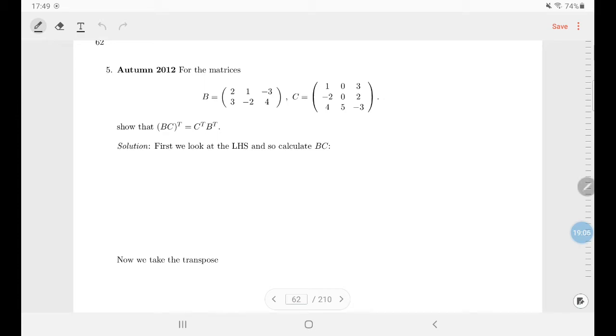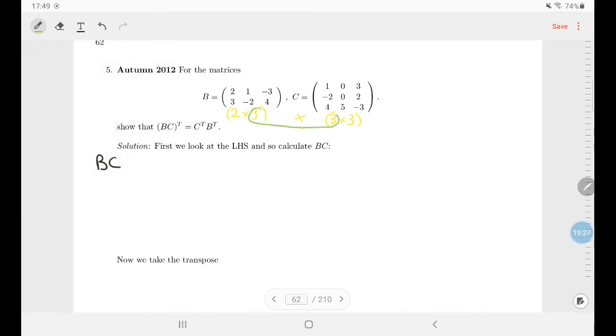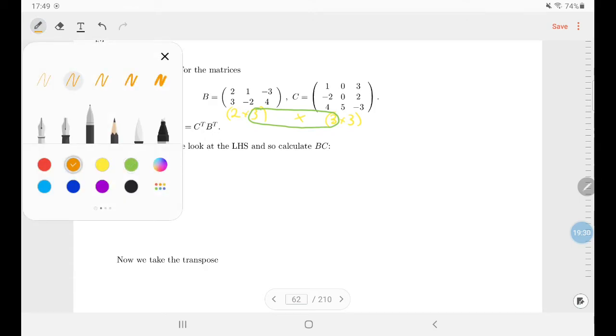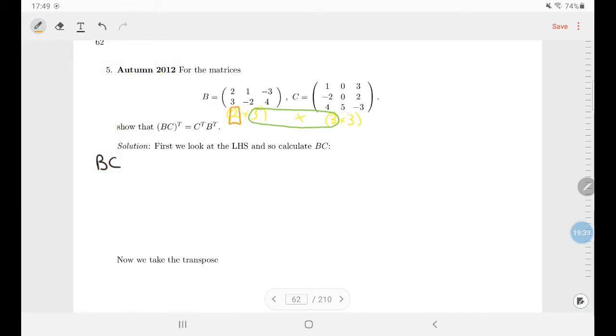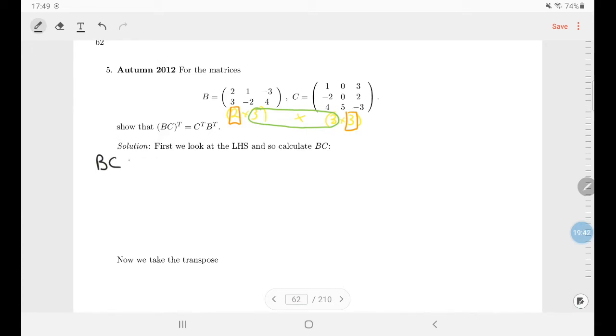So the first thing we should do is calculate BC. Now B and C are written in that order, so I don't have to write them out again. If I'm multiplying them, I do have to analyze the sizes. This is a 2 by 3. This is a 3 by 3. I can multiply them together, and I end up with a 2 by 3. So BC is a 2 by 3 matrix, so this will have 2 rows and then 3 columns. Hopefully that's plenty of space.